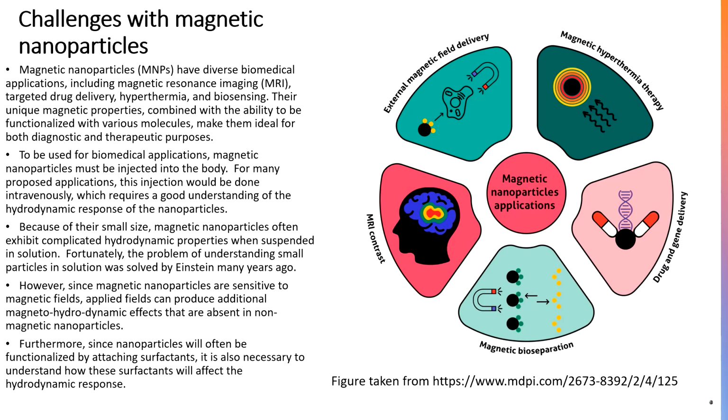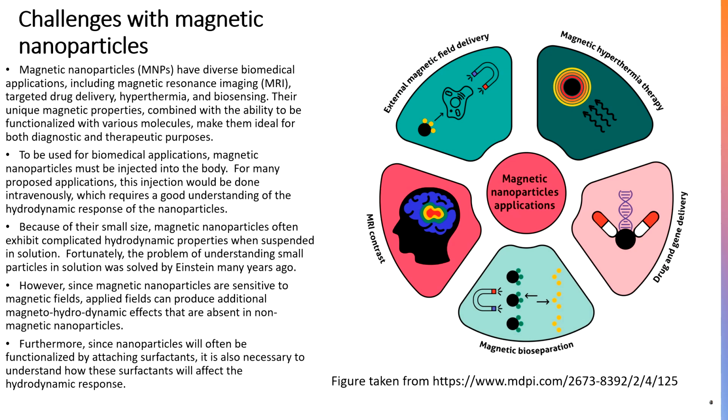Drug and gene delivery, it can be used. It can be used for MRI contrast. You can see what is happening in the brain. And then magnetic bioseparation can also be seen in the system. So some of these drugs are separated from the nanomagnetic particles.